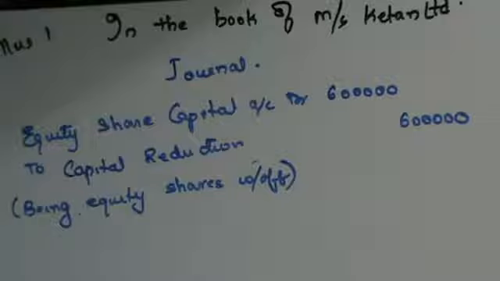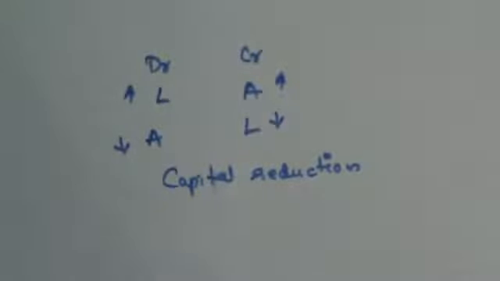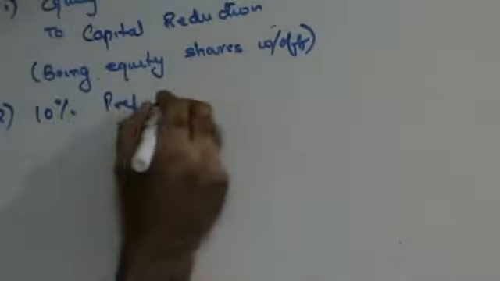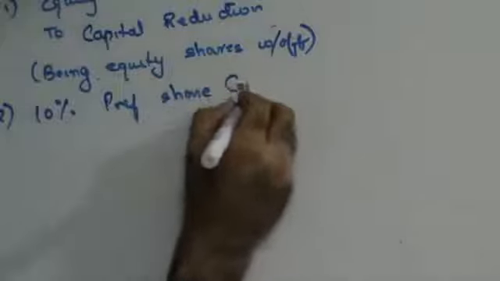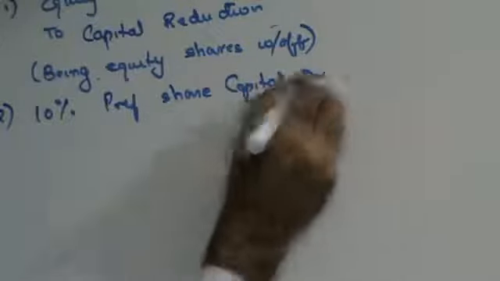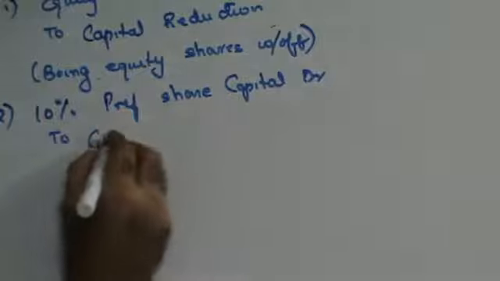Next, the existing preference shares are to be written down from 10 rupees to 8 rupees. Preference shares, liability, written down from 10 rupees to 8 rupees. Liability going down means capital reduction on the credit side. So this is going to be 10% preference share capital account debit to capital reduction.